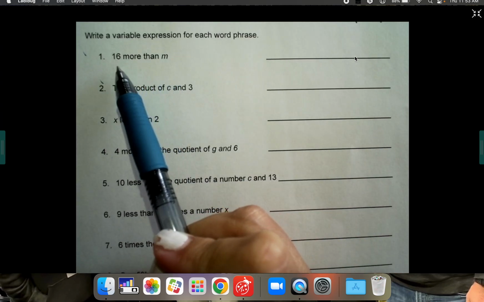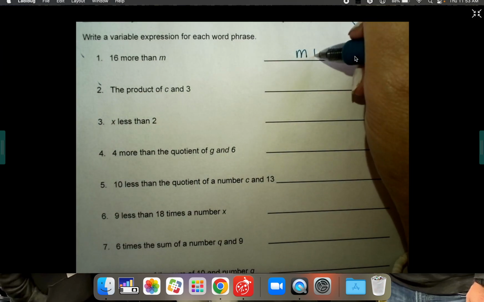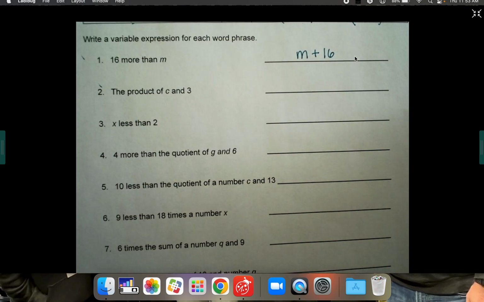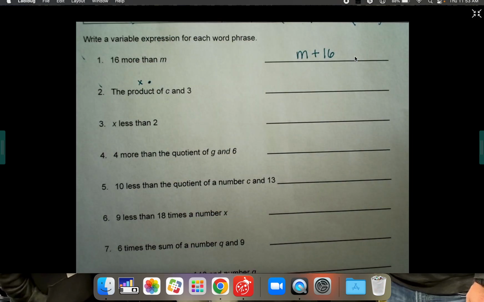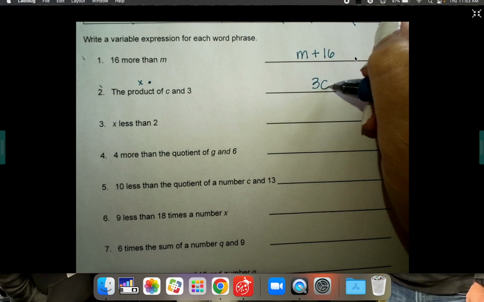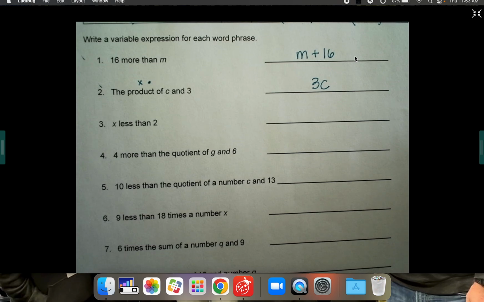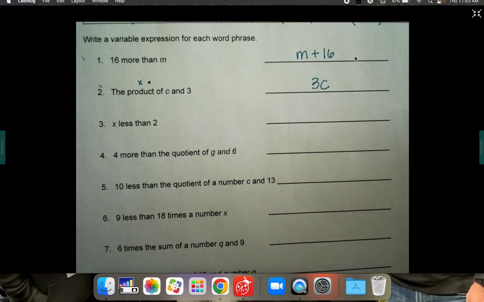All right, 16 more than m. More means added. So m, we're adding 16. That is 16 more than m. Number 2, the product. Product means multiply, or that. So the product of c and 3, remember it's better to write it like this. If you wrote c times 3, that's fine, but this is better. You'll see this more often.